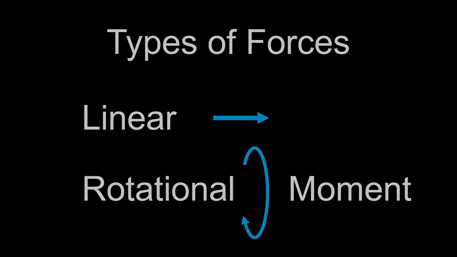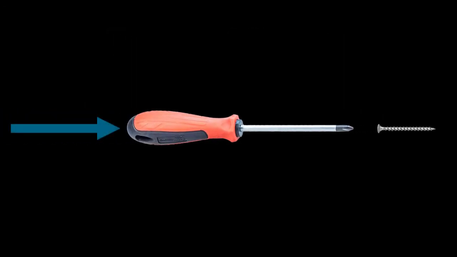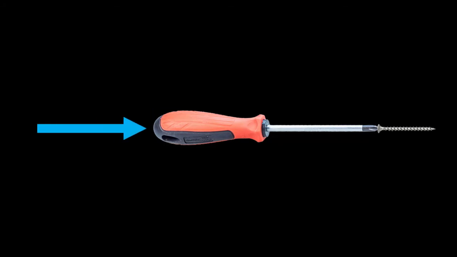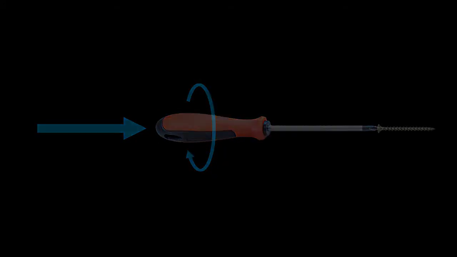We can see the difference between these two forces when we look at a screwdriver. We use a linear force to push the screwdriver into the screw head to make good contact. We then use a moment to rotate the screwdriver to twist the screw into the hole.